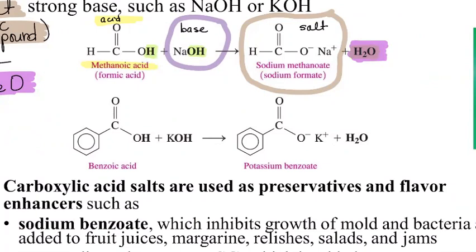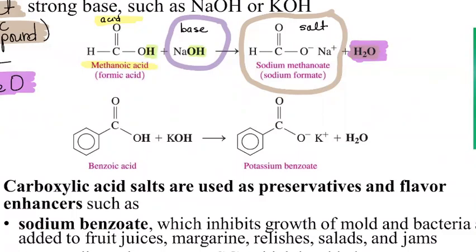Now, how is this naming different from what we saw in the previous slide? All we have to do is, if you have the cation, as we learned when we were naming inorganic compounds in chapter 6, the name of the cation comes first, and then the second name is going to be the name of the carboxylate, okay? So that's why you see in the top example, sodium methanoate. In the bottom example, we have potassium benzoate.